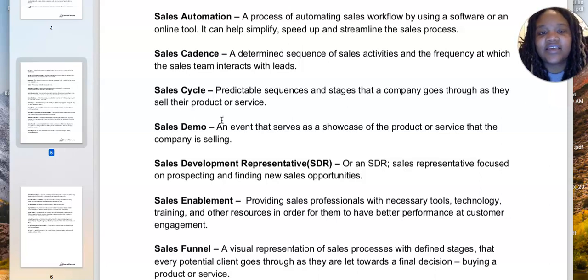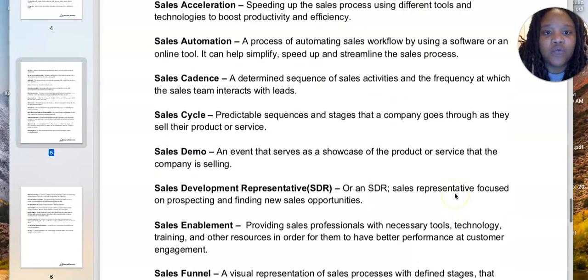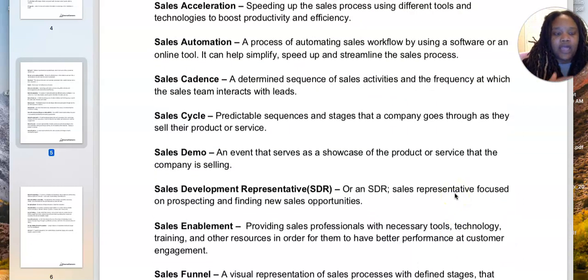Sales cadence is a determined sequence of sales activity and frequency at which a sales team interacts with a lead. So every company has different cadences. I know the one that I was taught in Course Career was just the basic, like what that sales cadence would look like. However, when I got hired with the company that I work for right now, we do utilize sales cadence. However, our sales cadence is a little different. So what you're going to notice is as long as you know what a sales cadence is and you have an idea of how it would be structured, you're good.